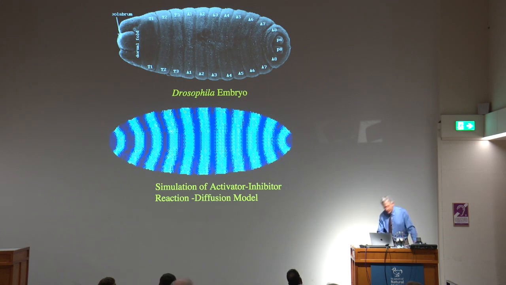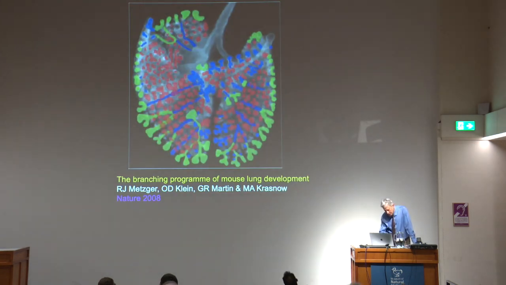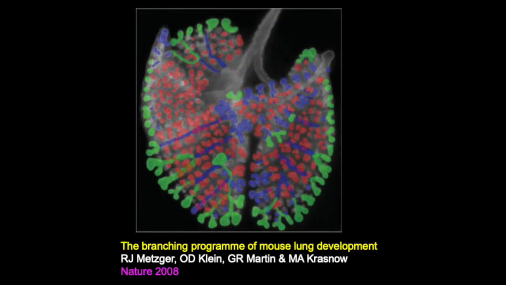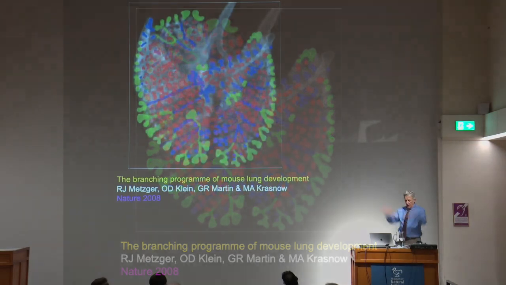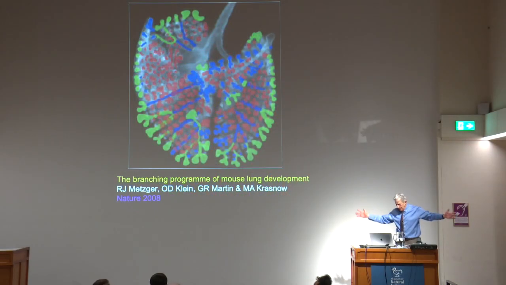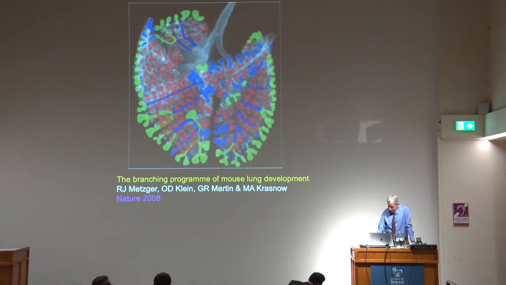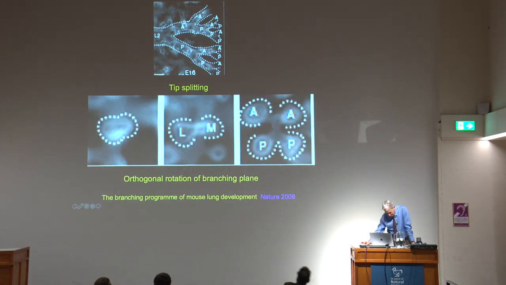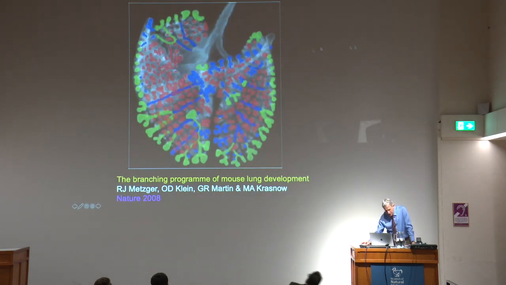I'm going to give you one more example, and then I'll let you go. There was an incredibly beautiful paper 10 years ago in Nature. They looked at the branching program of the lung. The lung, obviously, develops embryologically by branching. And these people and their graduate students detailed 3 different types of branching in the lung: side branching in blue, orthogonal rotation of the branching plane in red, and planar branching tip splitting in green.